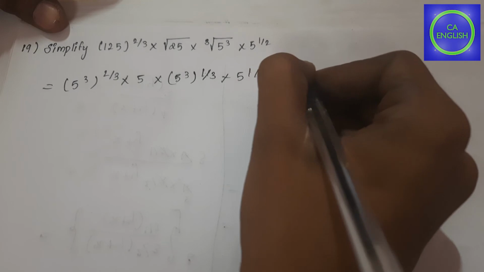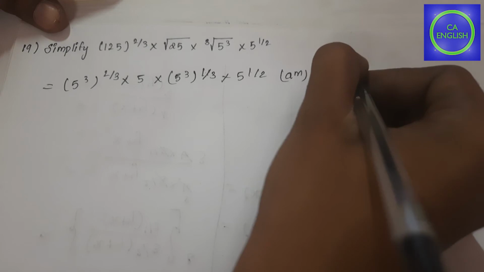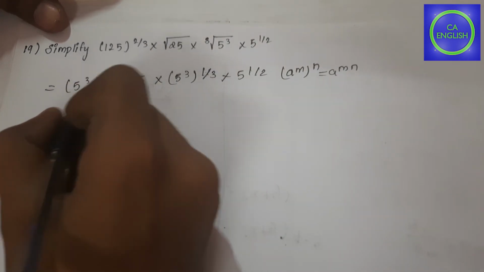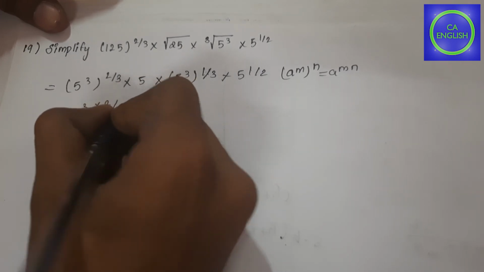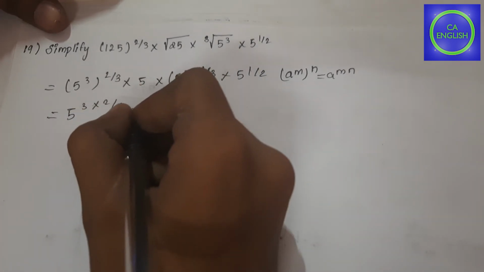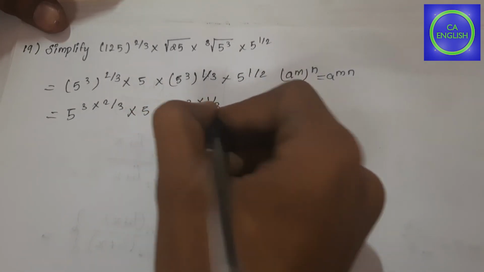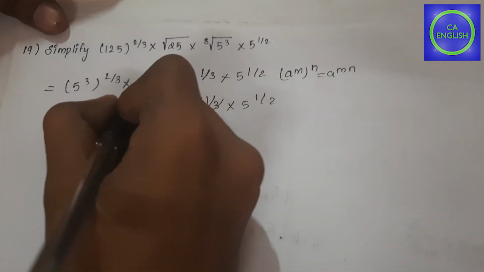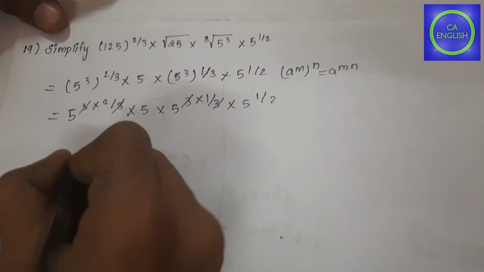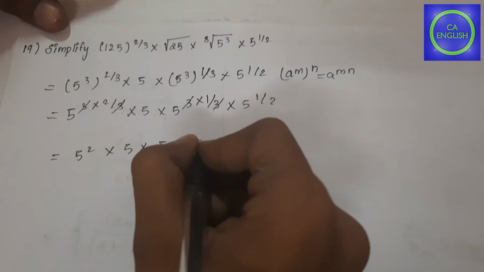Here we are going to use one law, that is a power m the whole power n is equal to a power m into n. Okay, next just write according to the law. 5 power 3 into 2 by 3 into 5 into 5 power 3 into 1 by 3 into 5 power 1 by 2, and 3 and 3 is cancelled, and 3 and 3 is cancelled. Now we can write it as 5 square into 5 into 5 into 5 power 1 by 2.